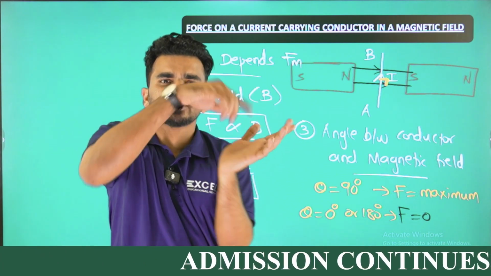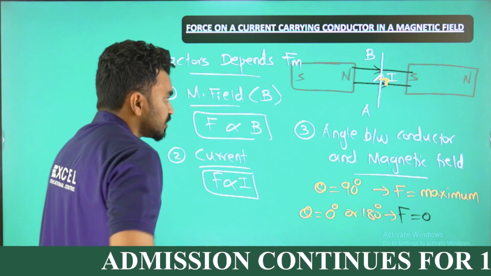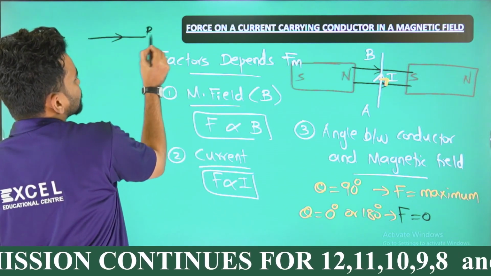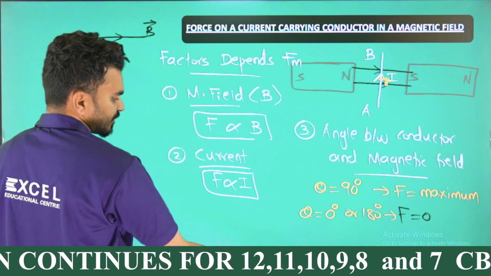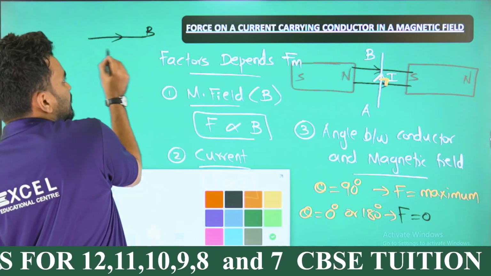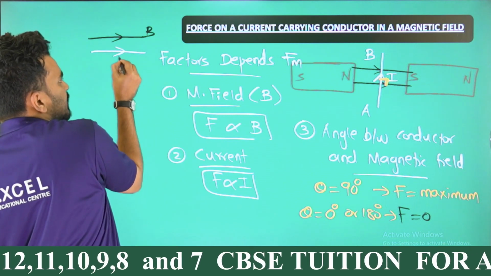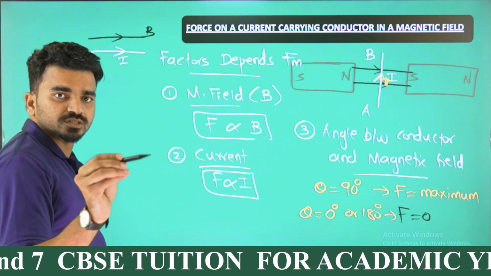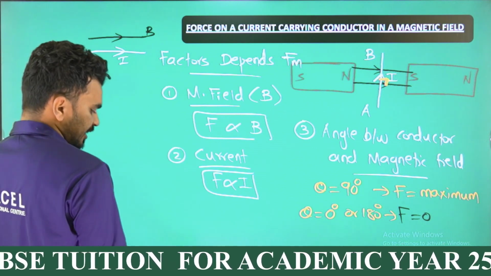If I just keep it opposite, that's what 180 means. 180 means, look at this. Magnetic field is in this direction, and the current in the conductor is like parallel. Then what will be the force? 0. Another case was like this.